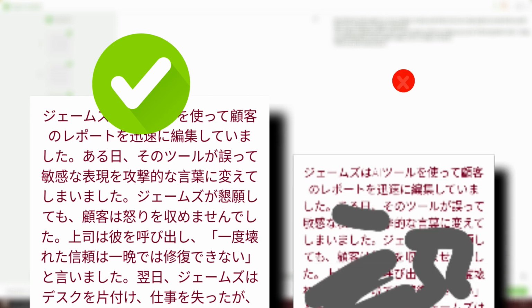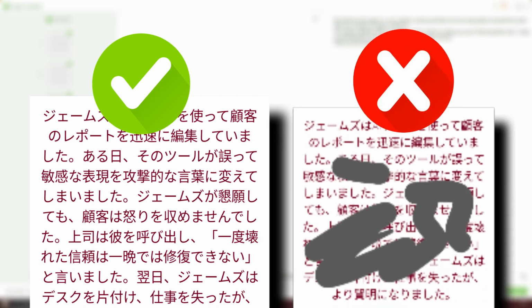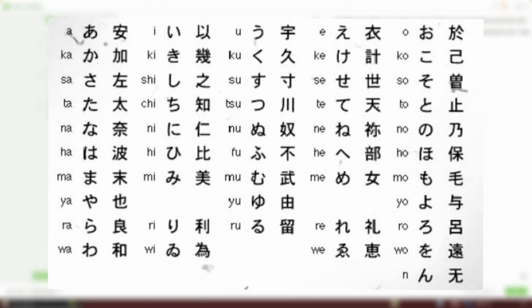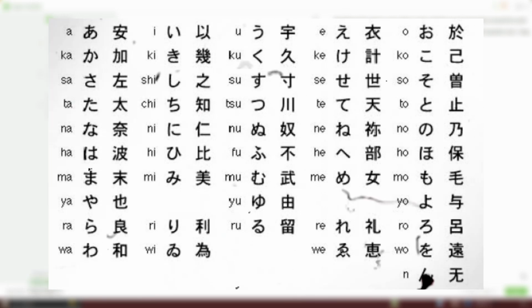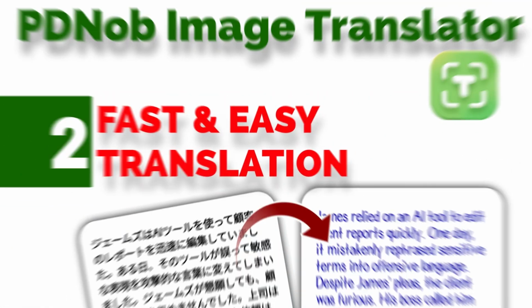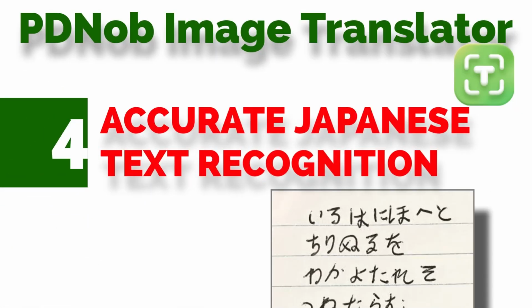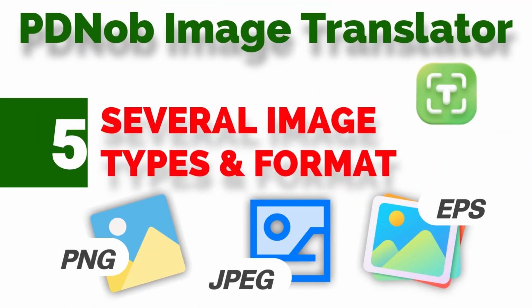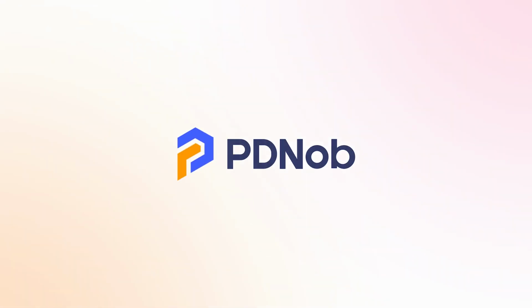For the best translation results, use high-quality images with well-lit and clearly legible characters. PDNob also supports handwritten text in multiple languages, making it versatile for a range of needs. As you've seen so far, PDNob Image Translator makes converting Japanese text from images simple and fast. Give it a try for your next translation challenge.